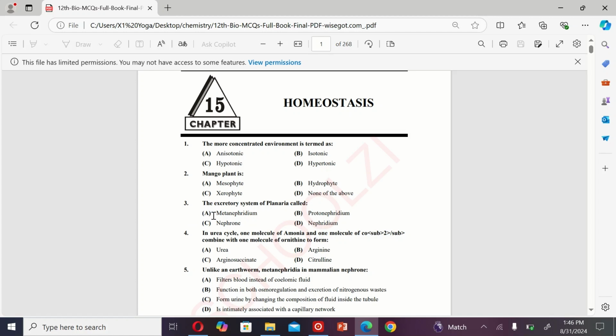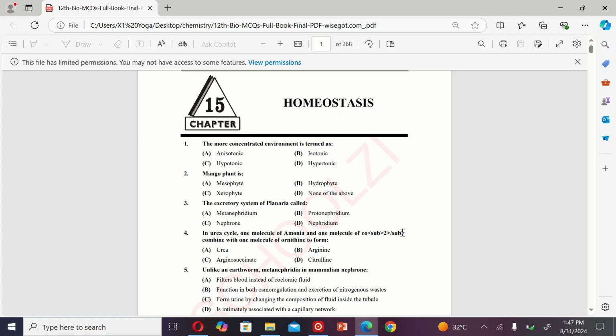So the correct option is B. Protonephridium, C. Nephron, and D. Nephridium. So the correct option is B, Protonephridium.